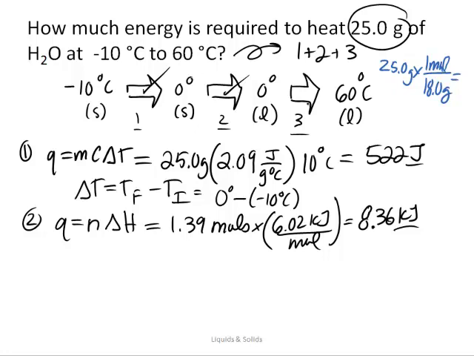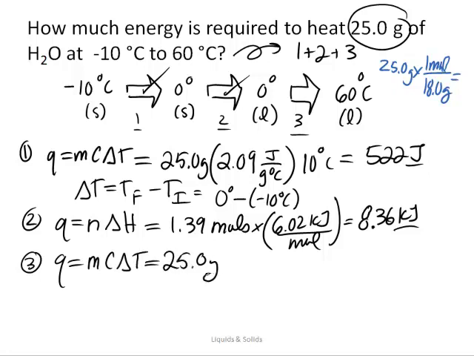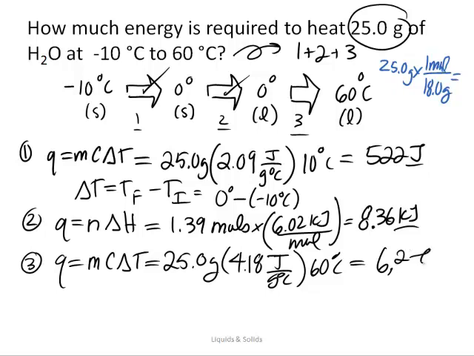Now we're after the third calculation. How much energy does it take to heat the water from 0 degrees Celsius to 60 degrees Celsius? So we're going to go back to our mc delta T equation. We still have 25.0 grams of water. The specific heat of liquid water is 4.18 joules per gram degrees Celsius times our change in temperature, which will be a final 60 minus our initial 0, or 60 degrees Celsius. And that gives us a value of 6,270 joules.